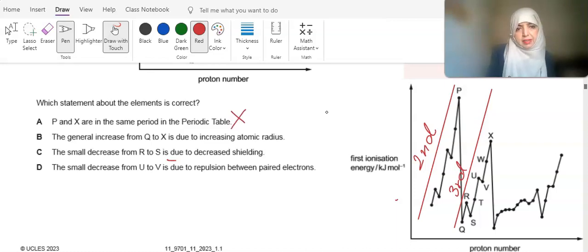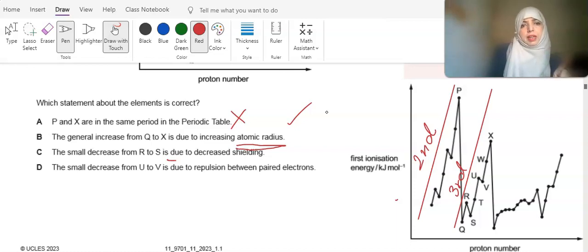Now, the general increase from Q to X is due to increasing atomic radius. Now you know from Q to X, there is a general increase in ionization energy, not in atomic radius. You know why? Because as we move across the period, nuclear charge increases, which increases the pull of the nucleus on the outermost electron, and in this way atomic radius decreases across the period.